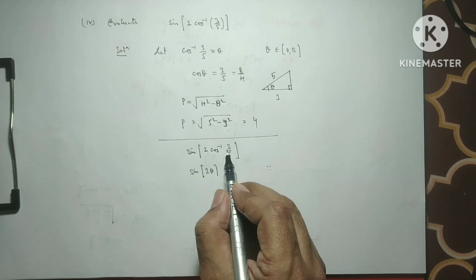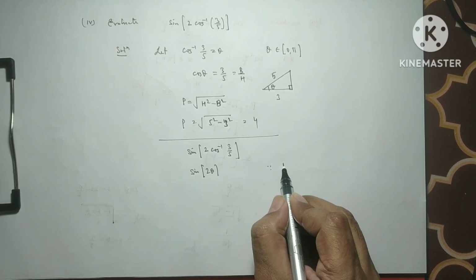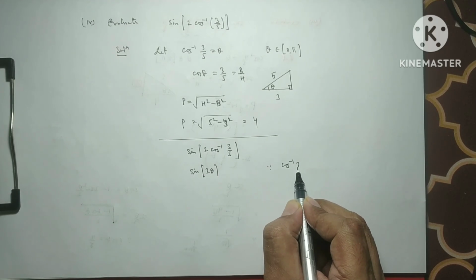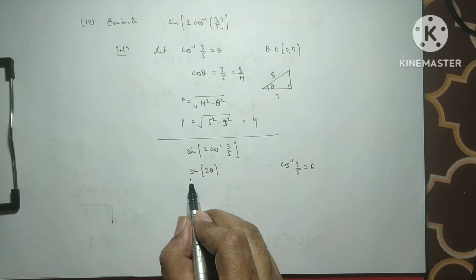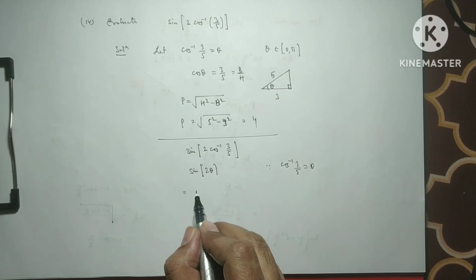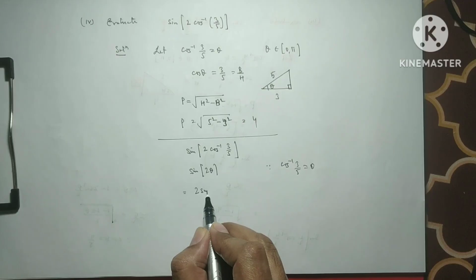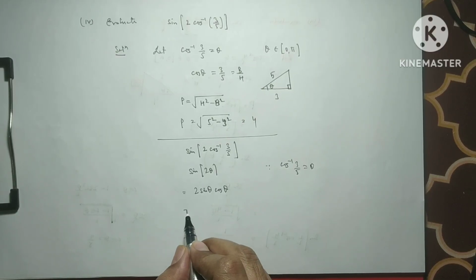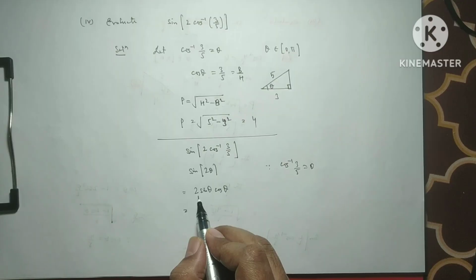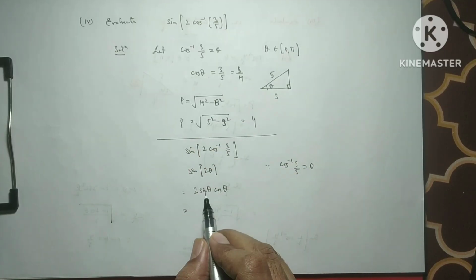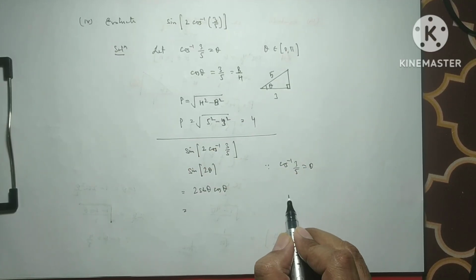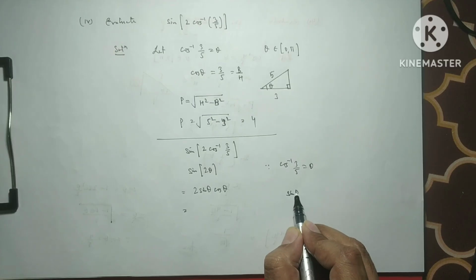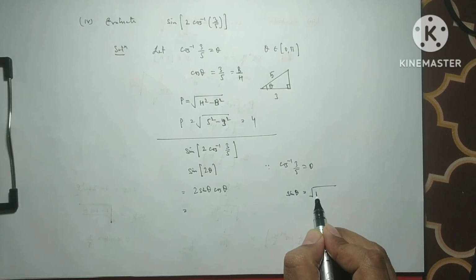So cos inverse 3 by 5 is theta. It means this becomes sin 2 theta, that is 2 sin theta cos theta. So we can place the values. We have the value of cos theta, we want the value of sin theta. So sin theta will be under root 1 minus cos square theta.